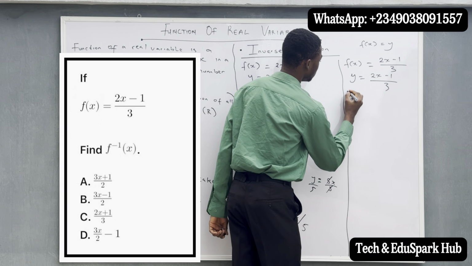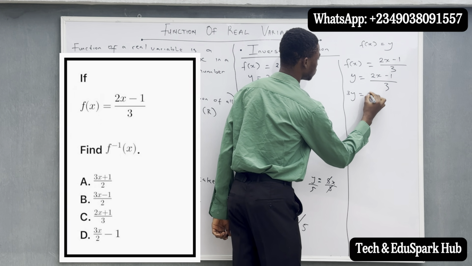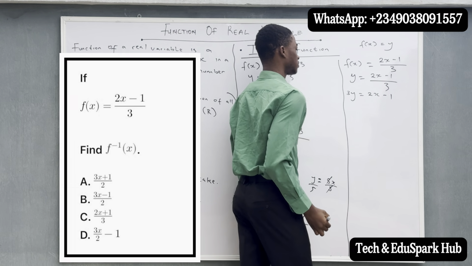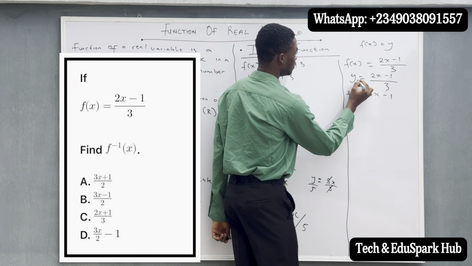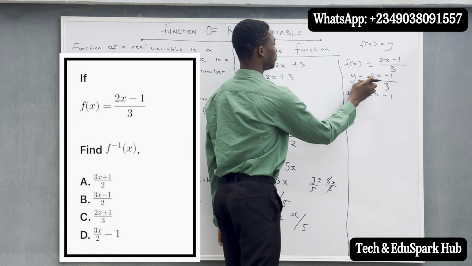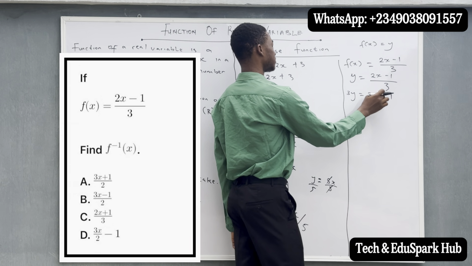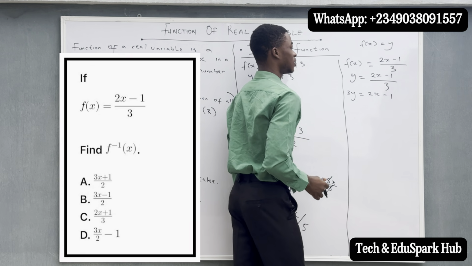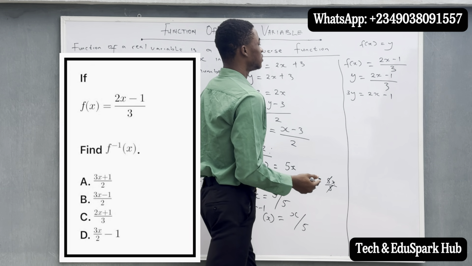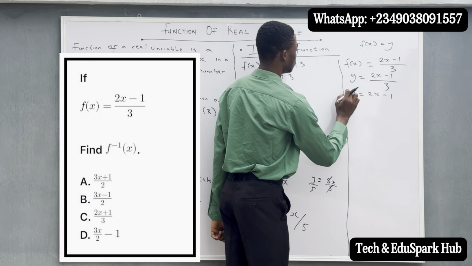So we have 3y equals to what? 2x minus 1. So when you cross multiply, this will multiply this and this will multiply this. So we have 3 multiplied by y equals to what? 2x minus 1. And that is how we get 3y equals 2x minus 1.